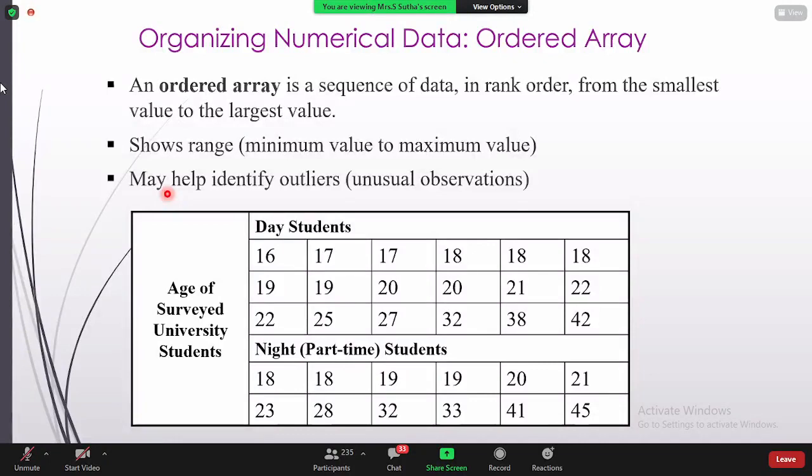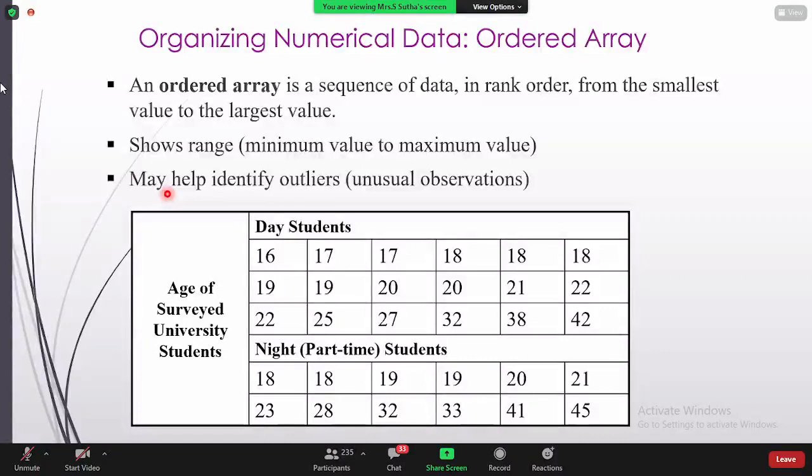So when we are arranging the data in order from the smallest value, usually we can identify these two things: range and the outliers only. Also, the most occurred values you can identify. But this ordered array is very useful when you have a very small number of observations. Otherwise, it is very difficult.